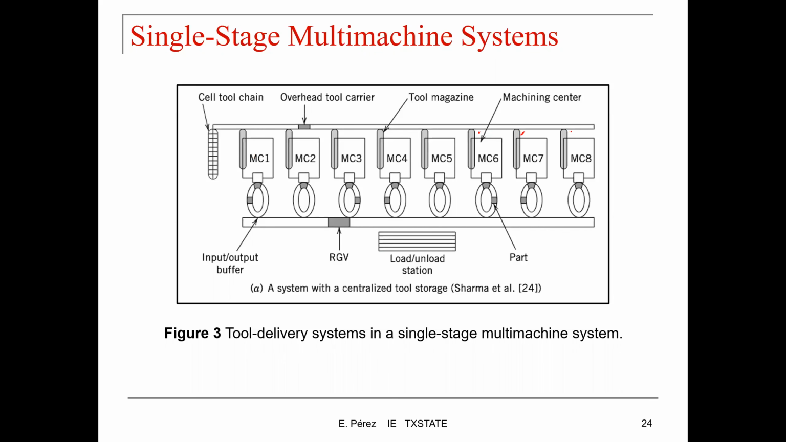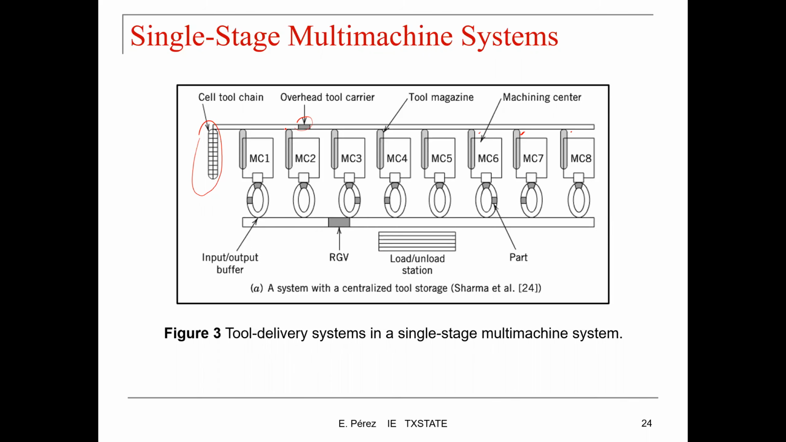And we have a tool area right here. This is the cell tool chain where the tools are stored. And then we have this carrier which moves the tools to the different stations or the different machine centers as needed.